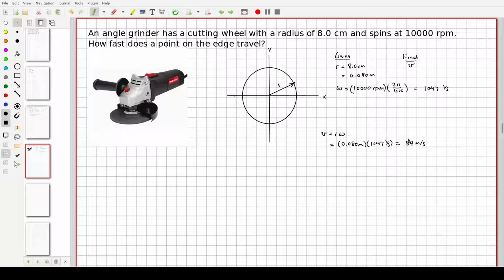All right, now that's really fast. In fact, if you convert that to miles per hour, that's about 188 miles per hour.